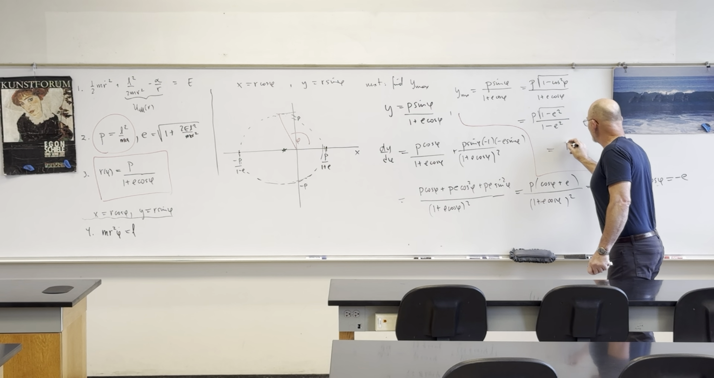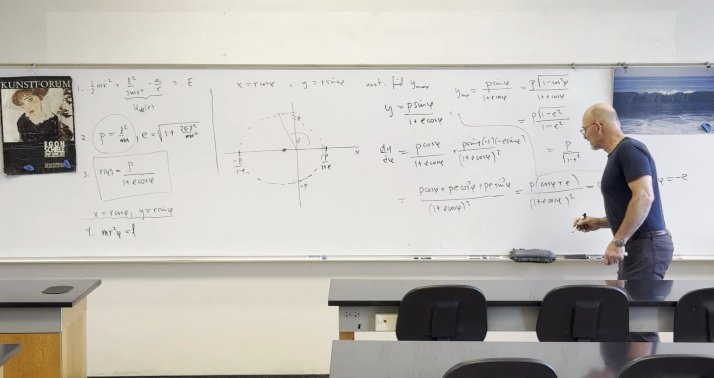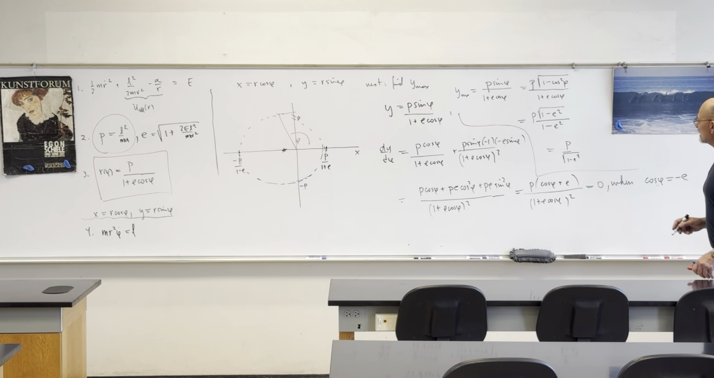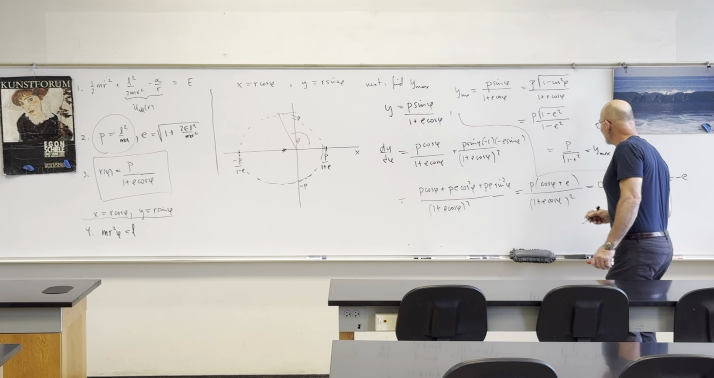So this is p divided by root 1 minus e squared. We've got to assemble some more of our results. This was just a calculation to figure out what y sub max is, which we needed to know.